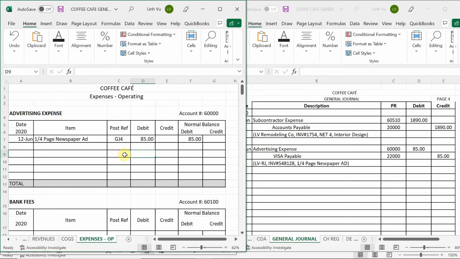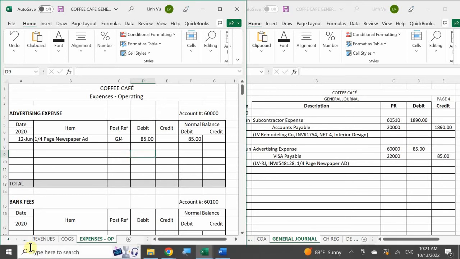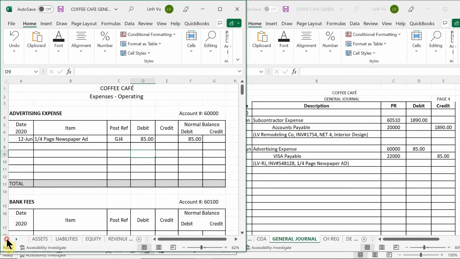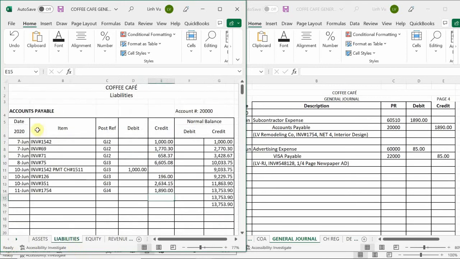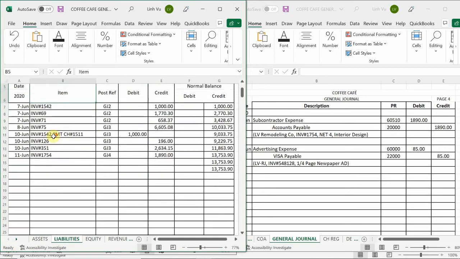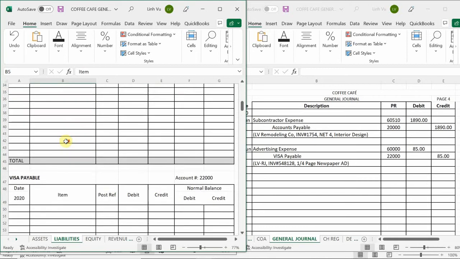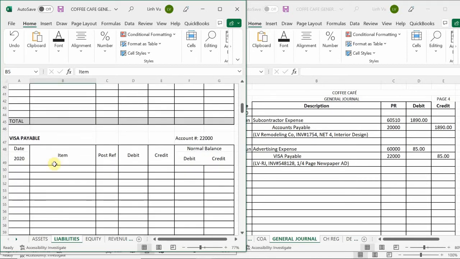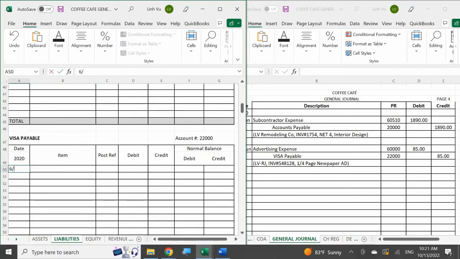Okay. And then now I need to update my credit card, right? Because I used it for the first time. So you're going to go to liabilities, right? It's not accounts payable, but we do have a separate account for my credit card.